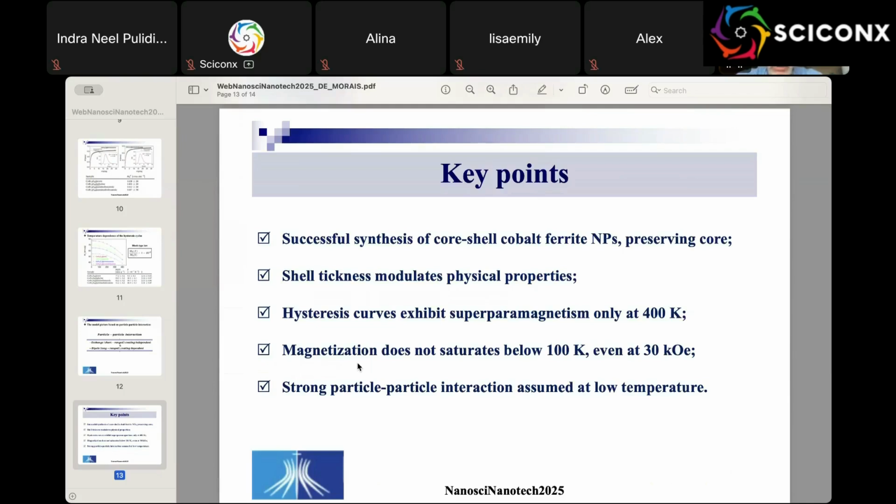And finally, the strong particle-particle interaction. We found a very strong particle-particle interaction, not only at room temperature or 400K, but also in the whole range of temperatures over which we investigated the samples. We investigated the samples from 5K up to 400K. So particle-particle interaction plays a very important role in defining the magnetic properties of this collection of materials. Next slide, please.